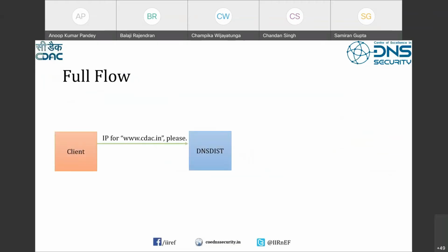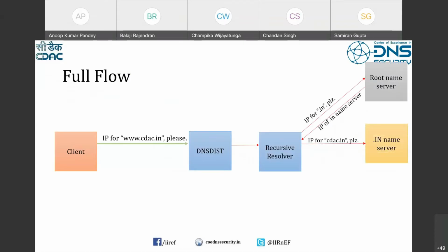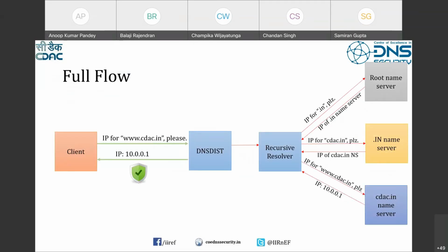Like a client will ask DNSdist for the IP of cdac.in, then DNSdist will connect to the recursive resolver, and then the recursive resolver will follow its own mechanism to get the IP address, which will finally be passed on to the client. Okay, so this is the flow. DNSdist is in between, and green means secure, and all other parts are insecure. Only the connection from the client to DNSdist is secure. Every other part wherever the query is going is insecure, so it is in plain text.